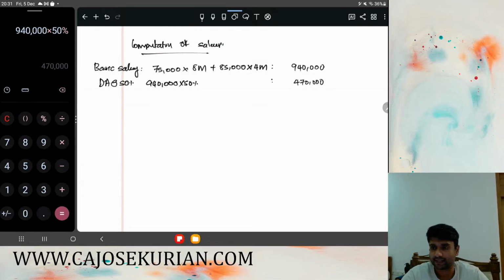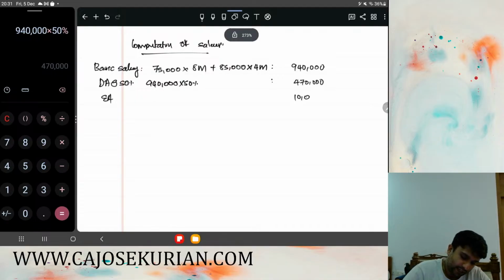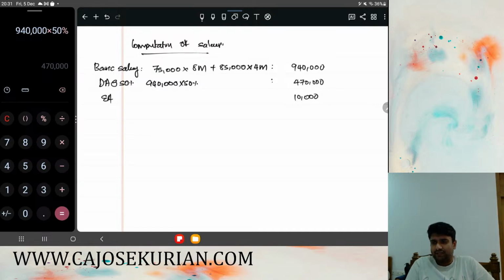Then what next? Entertainment allowance 10,000. Entertainment allowance will be 10,000 and that will be fully taxable. If he is a government employee, then they can claim it as a deduction. Since the question is not saying government employee, and he is a salaried employee in a private company, the full entertainment allowance is fully taxable.